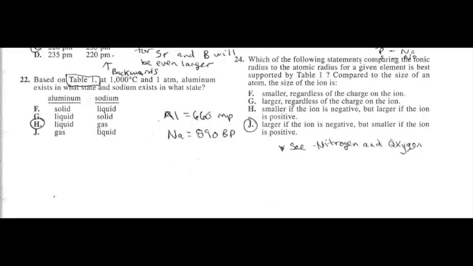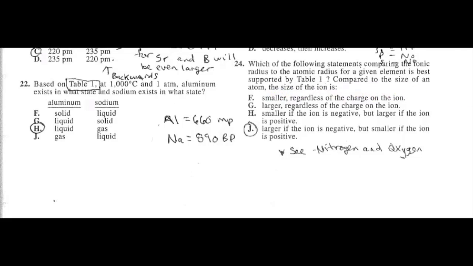Test 70A Science Practice Problem number 24. Number 24 reads, which of the following statements comparing the ionic radius to the atomic radius for a given element is best supported by Table 1? Compare to the size of an atom. The size of the ion is what? Size of the atom compared to the ion. Go back up to Table 1.